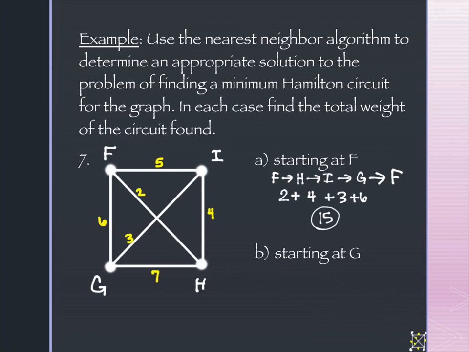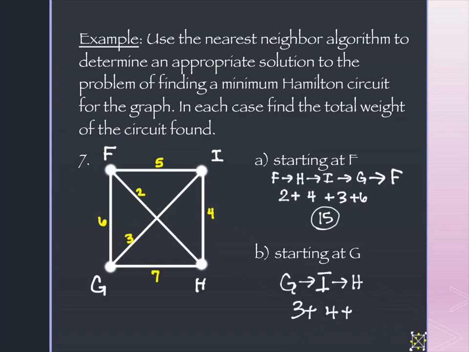We're going to start at G now, and we're going to do the same process. We can start anywhere, so we're just doing a couple of them. So if I start at G, do I want to go to H, I, or F first? I. What is that weight? 3. After I, do I want to go to F or H? H. And what's that weight? 4.